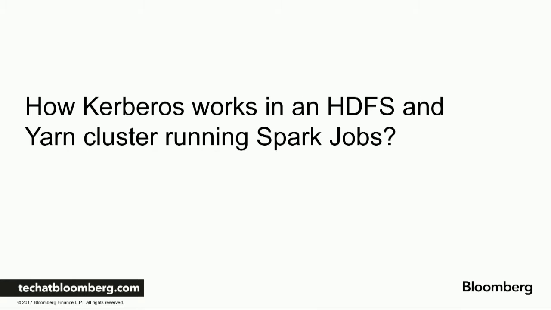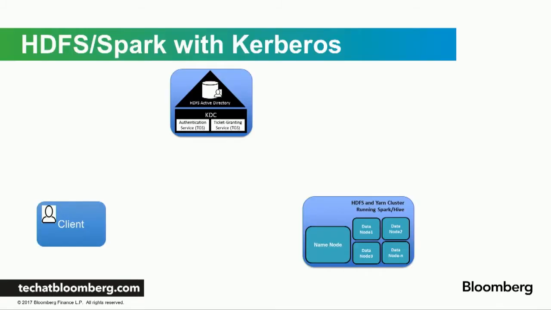Before we go into the details of the changes in Jupyter Hub and Spark Magic, let's see how Kerberos works in HDFS and Spark running in a Yarn cluster so that we are all on the same page. This is a brief introduction of Kerberos. We have three components. We have a client, which is considered a traditional client. We have an HDFS cluster, which is running various Hadoop services. And we have a KDC server. The KDC server, which is a Kerberos server, has two essential components. One is called the authentication service. Another is called the ticket granting service.